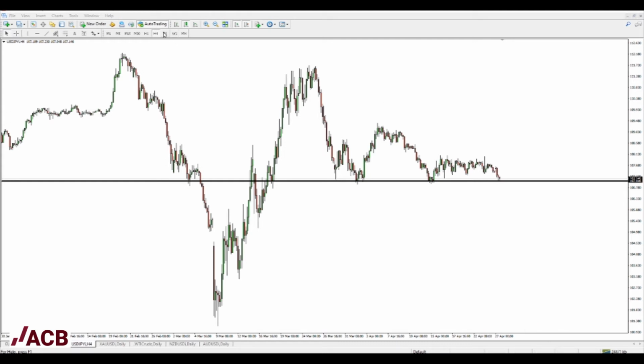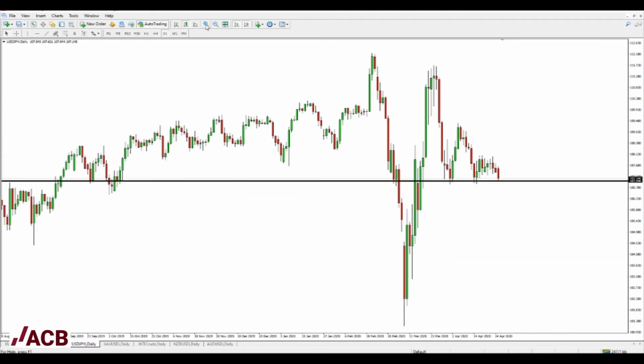Now, if we don't see that, if we take it to the daily chart right now, you can see we are at a pretty significant level of support.